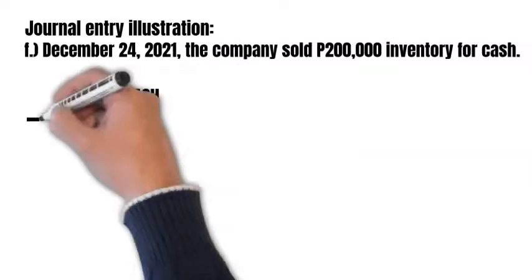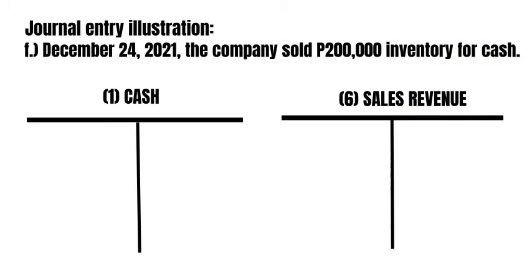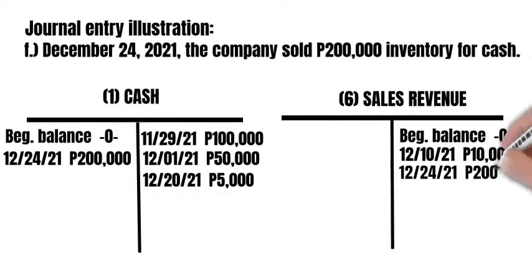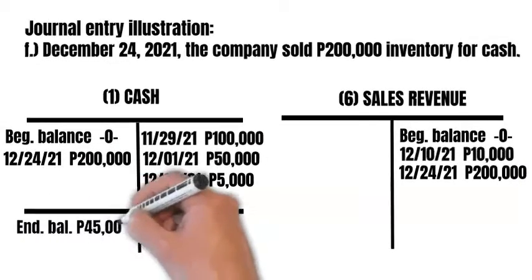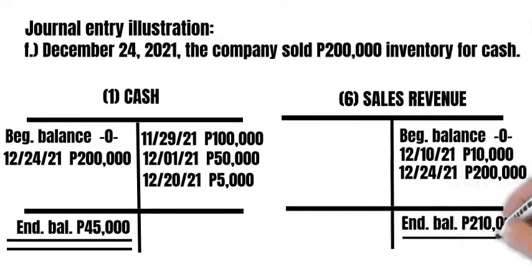Cash. Sales revenue. Beginning balances. Debit cash 200,000 pesos. Credit sales revenue 200,000 pesos. Cash ending balance 45,000 pesos. Sales revenue ending balance 210,000 pesos.